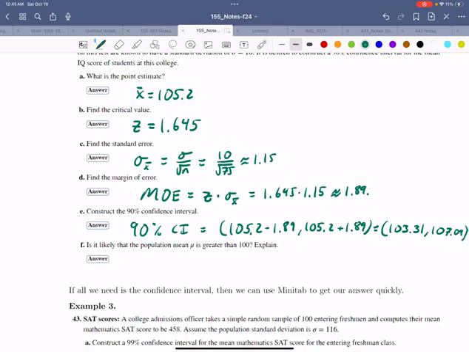Okay, so then the question is, is it likely that the population mean is greater than 100? Well, since all of these values are greater than 100, I would say yes.